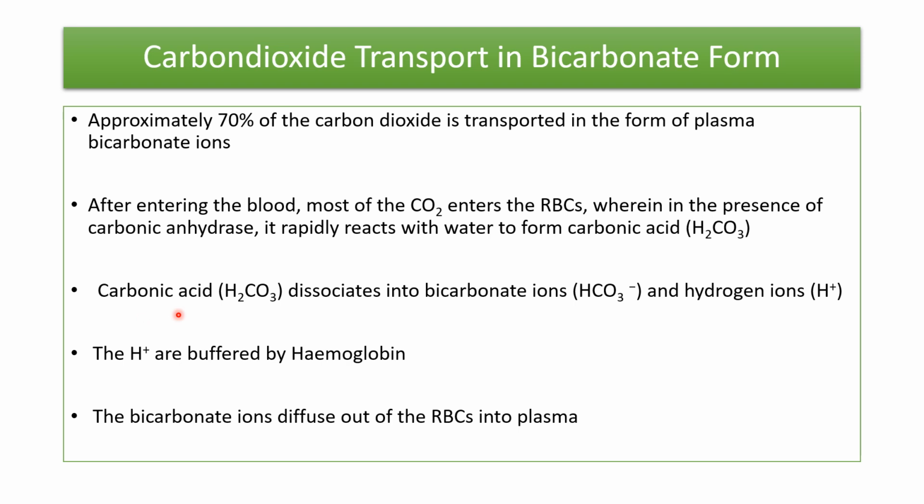Now this carbonic acid that has formed is a very unstable compound. So in a fraction of a second, it dissociates into bicarbonate ions and hydrogen ions. The bicarbonate ions diffuse out of the RBC into the plasma, while the H plus ions are buffered by hemoglobin protein, which is a powerful buffer and captures these H plus ions.